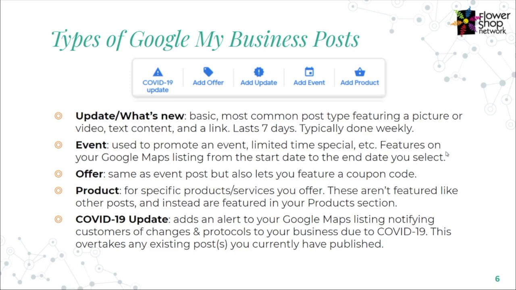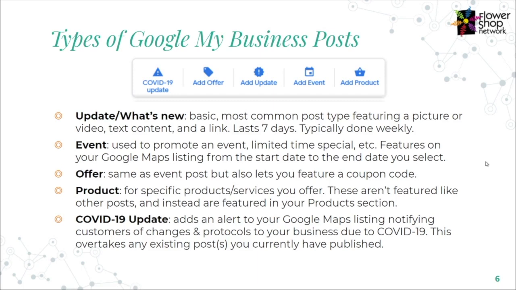Event posts are a little different. You can actually select on these a start date and an end date, and that event post will stay out there until that end date, whatever date you select. So it will stay out there much longer than that 7 days that a basic post will. And offer does the same thing the event post does. It just has the added functionality of letting you feature a coupon code. Product lets you post a specific product or service you offer out there onto the page. These aren't featured like normal Google My Business posts though. They go somewhere else. They're featured in the product section, so we'll go over that.